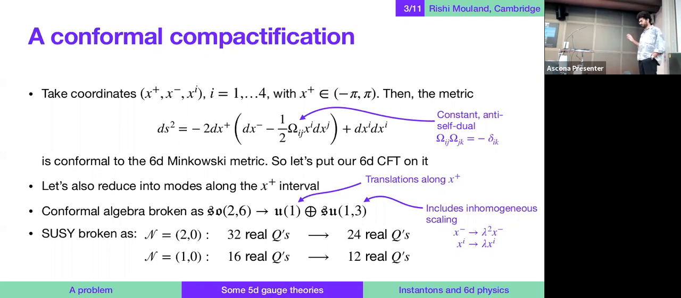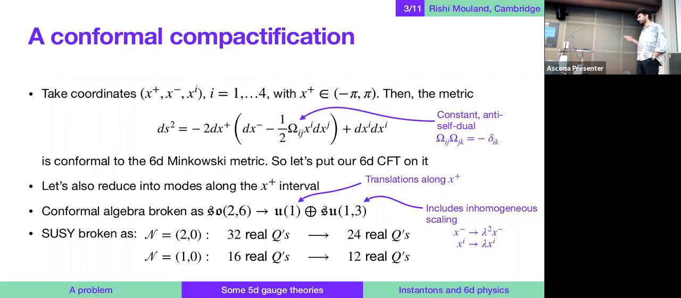So let's do that. And I'm also going to reduce into modes along this interval. I can ask first the most basic question: what happened to the conformal group? What subgroup of the conformal group, or what subalgebra of the conformal algebra, is preserved by each level of the Fourier series? And the answer is fairly simple. There's a U(1) factor, which is translations along this interval.